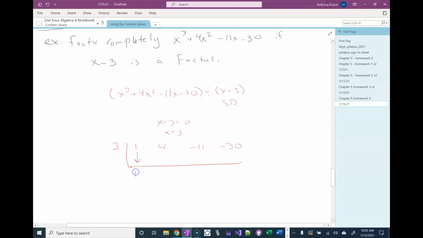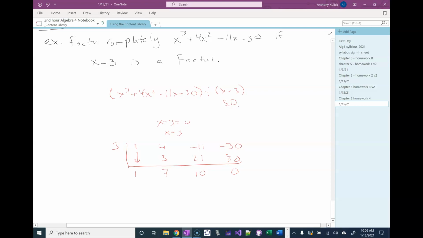So the first step is we bring that very first number down. And then we do 3 times 1. Write it underneath the 4 and add down. Then we do 3 times 7. Write underneath the negative 11 and add down. And we do 3 times 10. Write it underneath the negative 30 and add down.